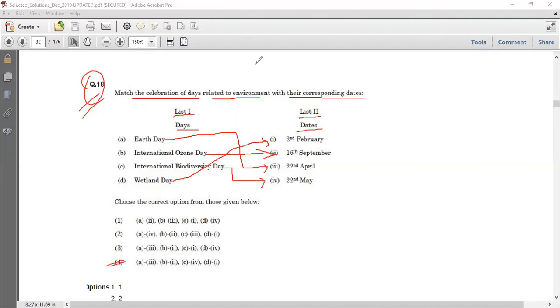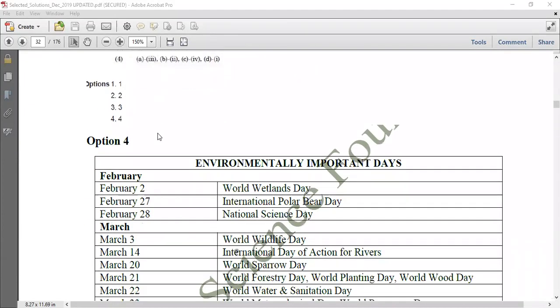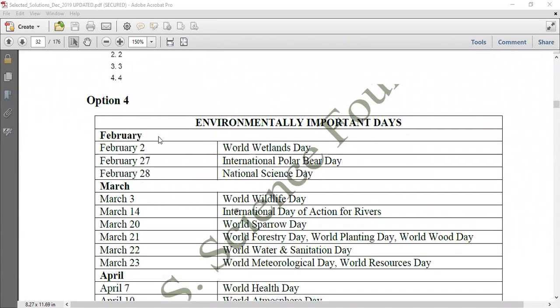Let's put some more light on the days which are celebrated across the year, the days which are related to the environment. Let's have a look. We have this table where lots of days have been given. If we talk about February, we have February 2nd, World Wetland Day, then February 27, International Polar Bear Day, and National Science Day on February 28th. So they are quite important.